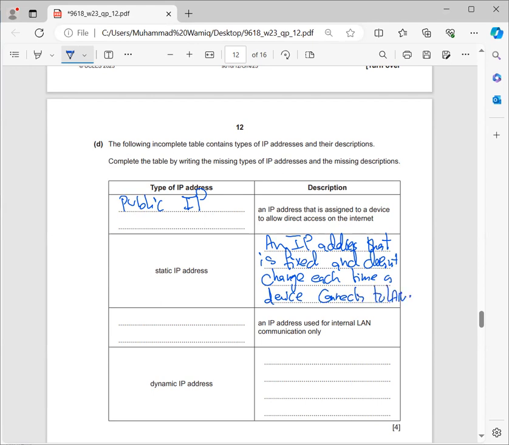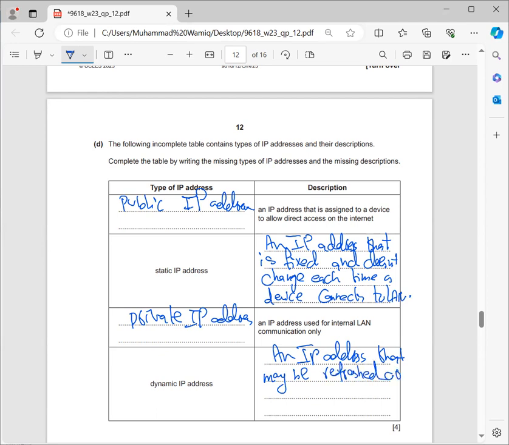An IP address used for internal LAN communication only. Internal LAN communication means private IP address. Dynamic IP address: an IP address that may be refreshed or changed each time a device rejoins the network.